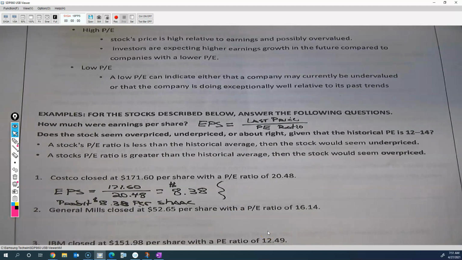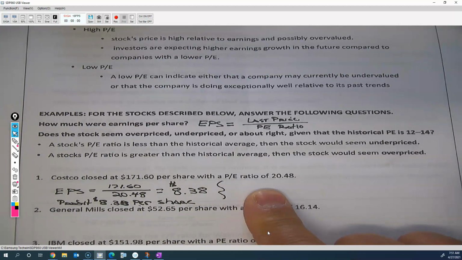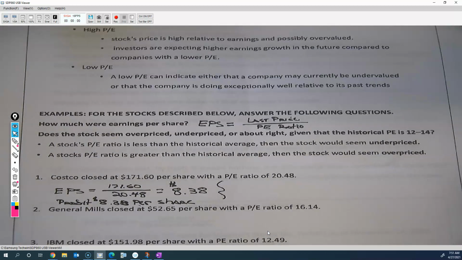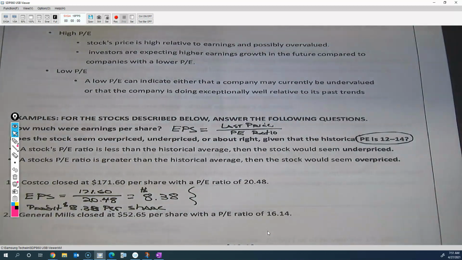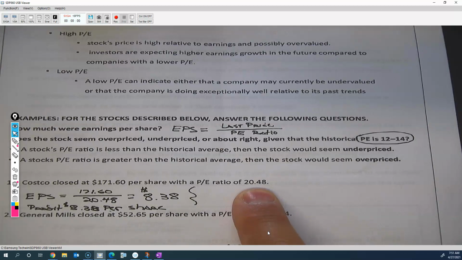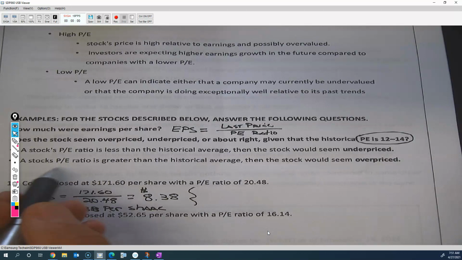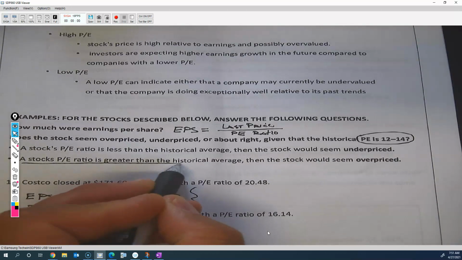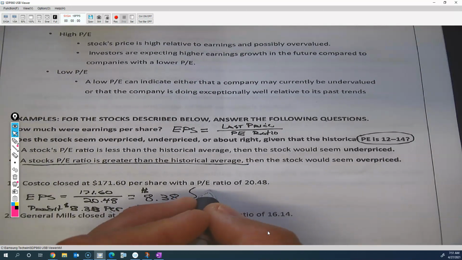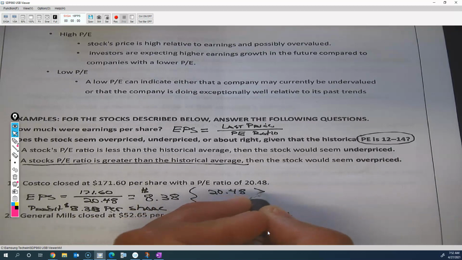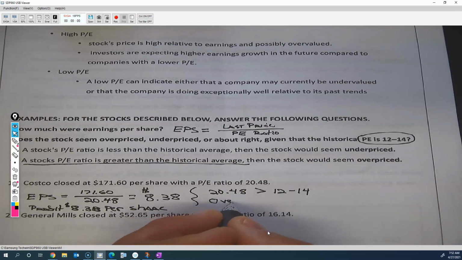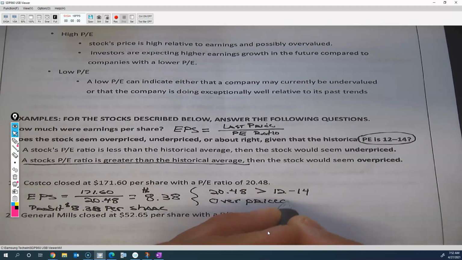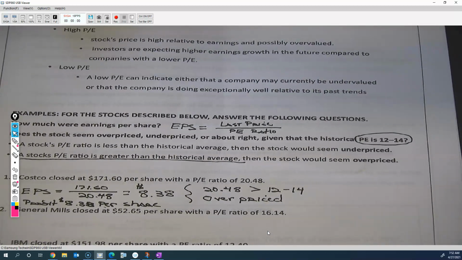Okay, now what we want to do is decide, is Costco a good deal? So what you do is you look at where Costco's been in the past. In the past, Costco has had a PE ratio between 12 and 14. It now has a PE ratio of 20. So if a stock's PE ratio is greater than its historical average, so 20.48 is greater than 12 to 14, that tells you that at this moment, Costco is probably overpriced. You're paying more than what you're getting. You want to try to avoid overpriced stocks.